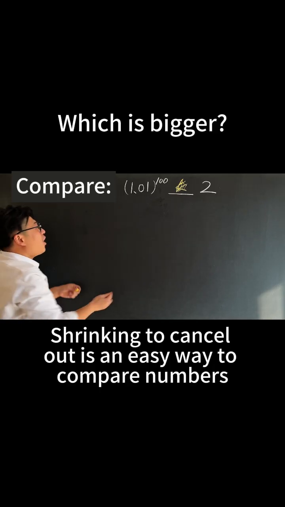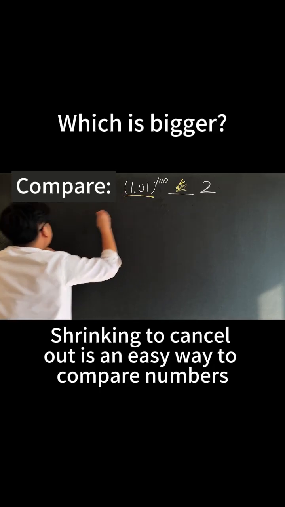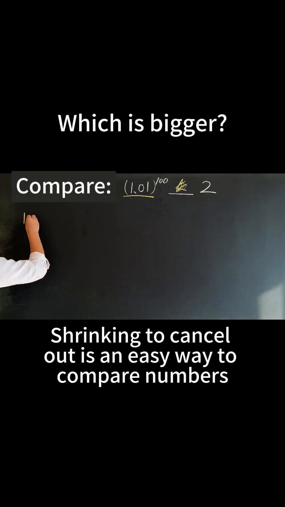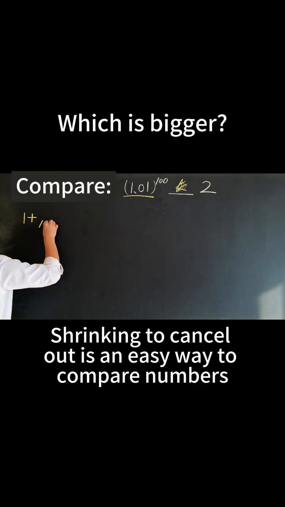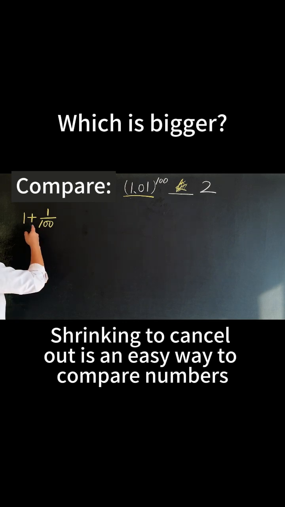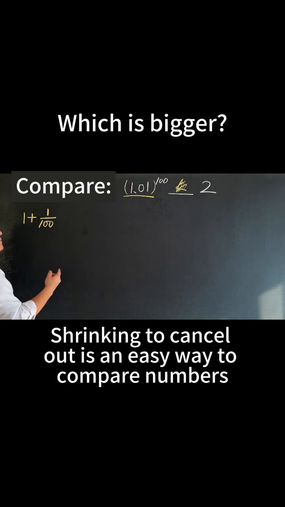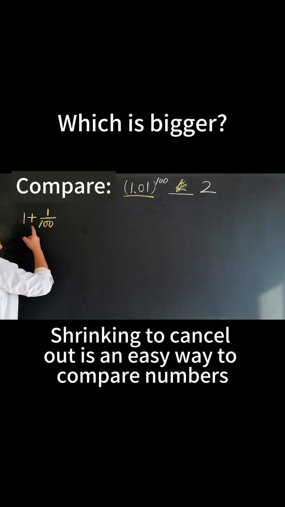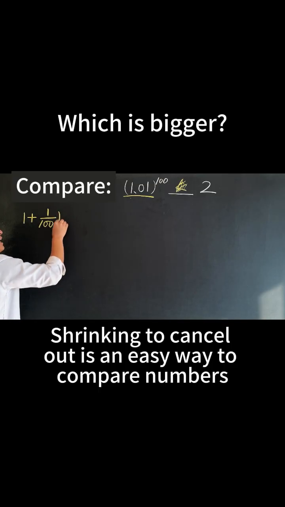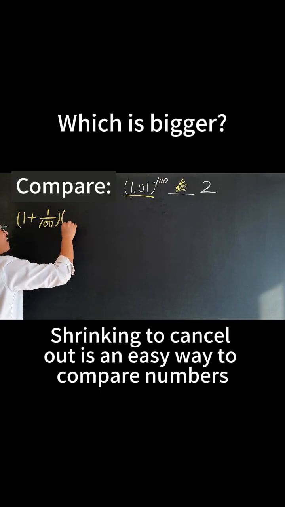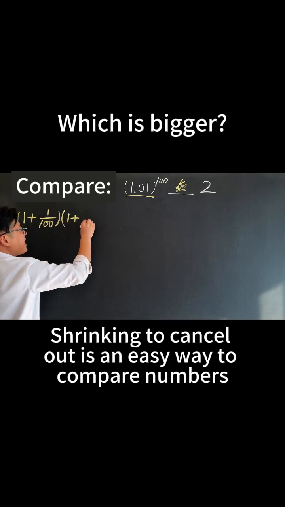Let's analyze this carefully. Now, this 1.01, right? It's 1 plus 1 over 100, isn't that what it means? 1.01 is just 101 over 100. If you turn it into a fraction, isn't it 1 plus 1 over 100? Now, let's see what happens when you multiply it 100 times.